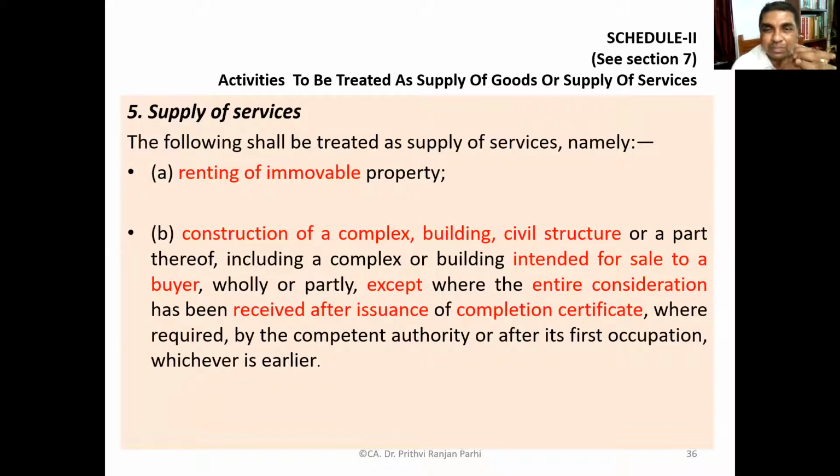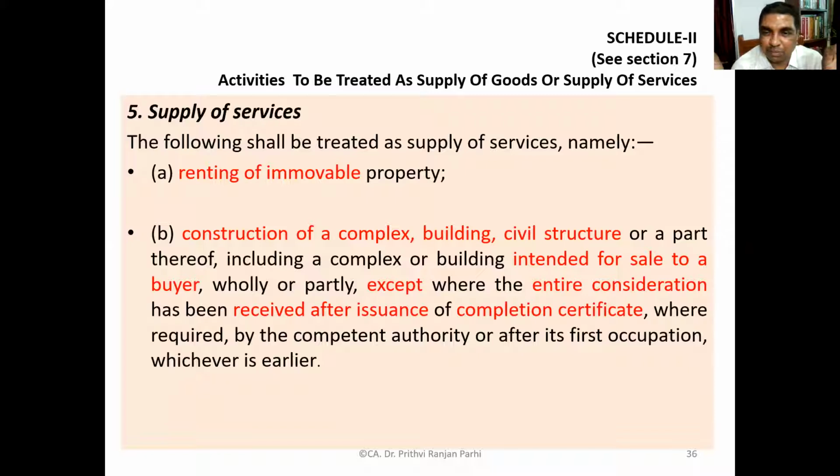So normally you see a construction contract, construction of a complex building, civil structure, okay, which are intended to be sold to the buyer. It will be constructed and subsequently it will be sold. That will be treated as supply of services. Okay, not supply of goods.